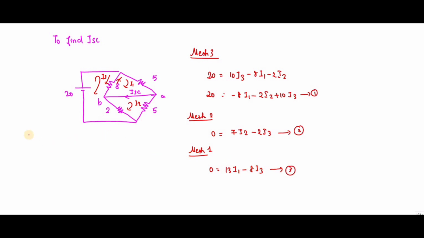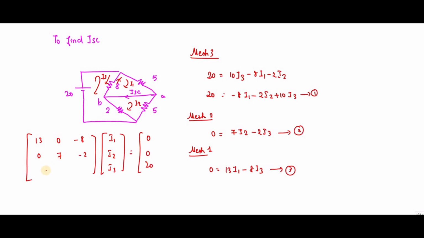So let me frame the matrix. You can write it in whatever manner you want. So 0, 7, minus 2, and then I1, I2 and I3, that is equal to 0, 0, and 20. Minus 8, minus 2, and 10. You can write in any manner.